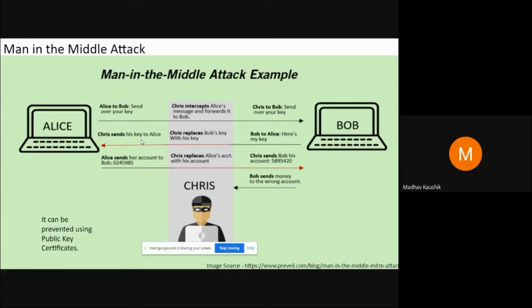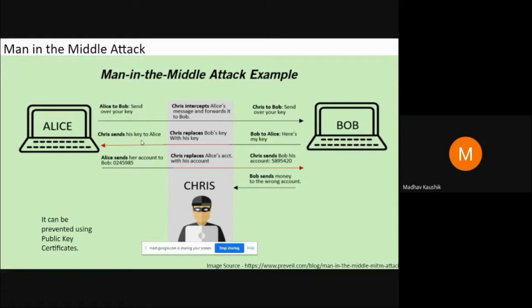Chris will now replace this key with his own key and then send that key to Alice. Alice, not knowing that the key she has received is from Chris, will send her account number. Chris will replace this account number with his own account number and then send it to Bob. And Bob will transfer money to the wrong account. So how can we prevent this man-in-the-middle attack? It can be prevented using public key certificates.